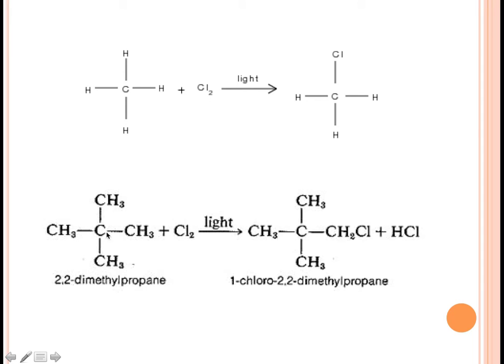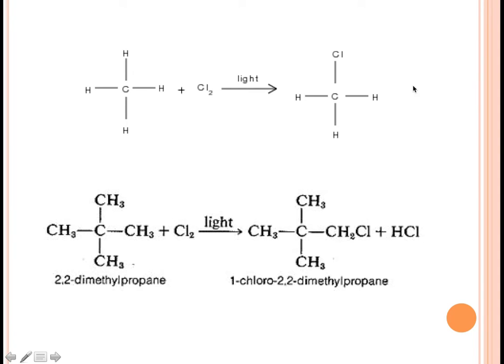We could do the same thing here. Okay, we've got 2,2-dimethylpropane. We can substitute one of those hydrogens, or it could be more than one of them, with the chloro group. And here we're making our HX. Generically, and more specifically here, it's HCl.